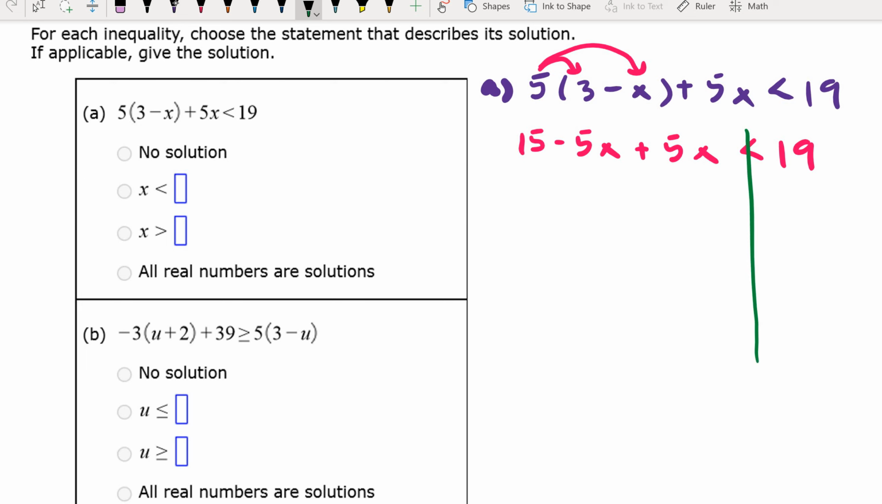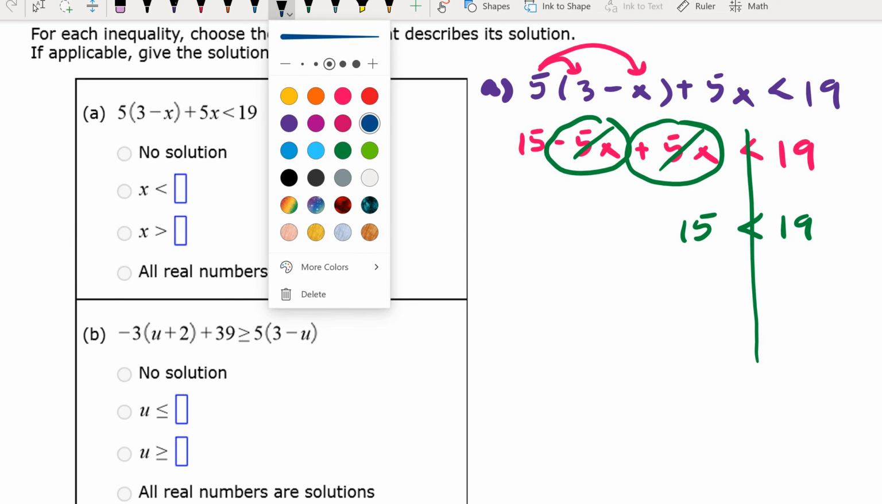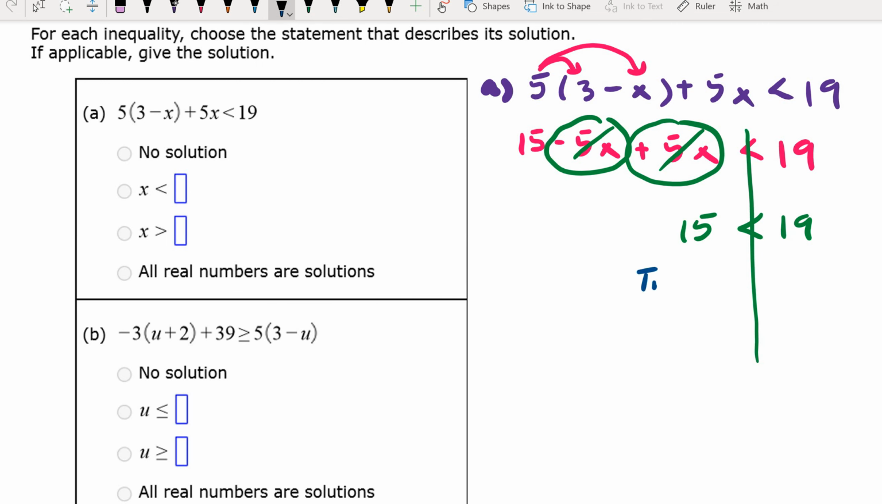We will combine like terms. Negative 5x and positive 5x will be combined. So that will give you 0x, or basically 0. So what's left over here is 15 less than 19. Is that true, 15 less than 19? And of course, this is a true statement. When it's true, we say many solutions. So in this case, you will select all real numbers are solutions.